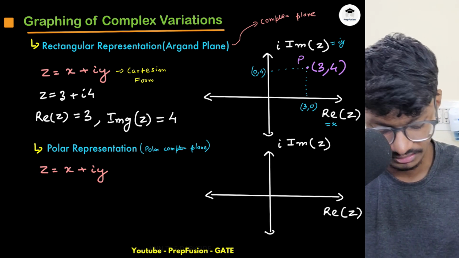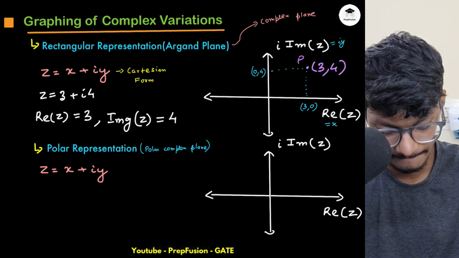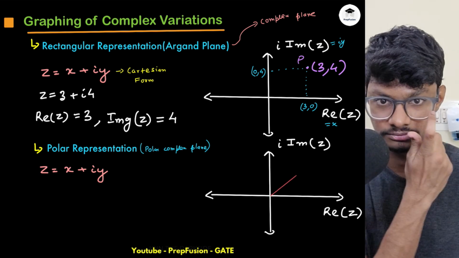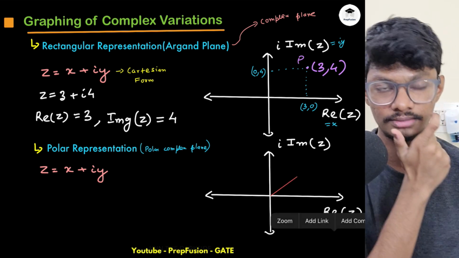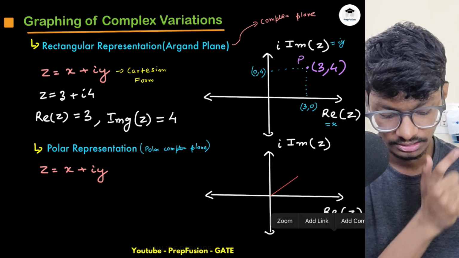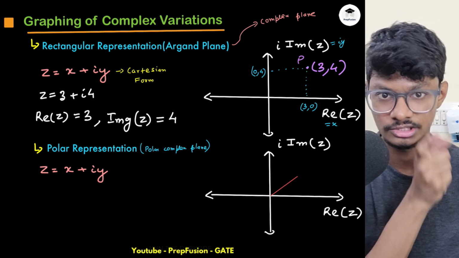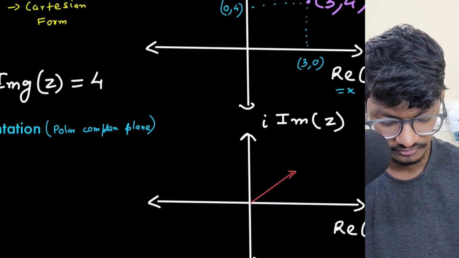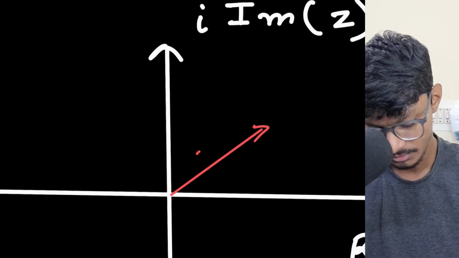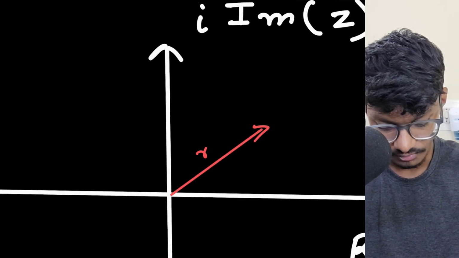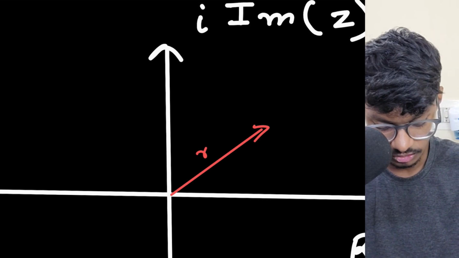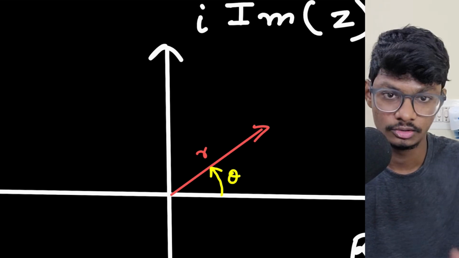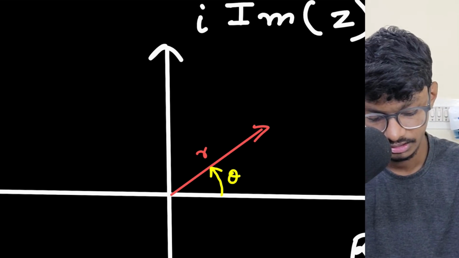Basically I will take a pointer, and then I will just move around. I know the magnitude of the pointer, the length of the pointer. What is it? It is 5. Pythagoras theorem: square root of 3 squared plus 4 squared is 5. So I know the magnitude of the pointer, which is 5 units, or I can say the r distance. And then I can also say how much angle I have to move from the positive x-axis to reach exactly that point.